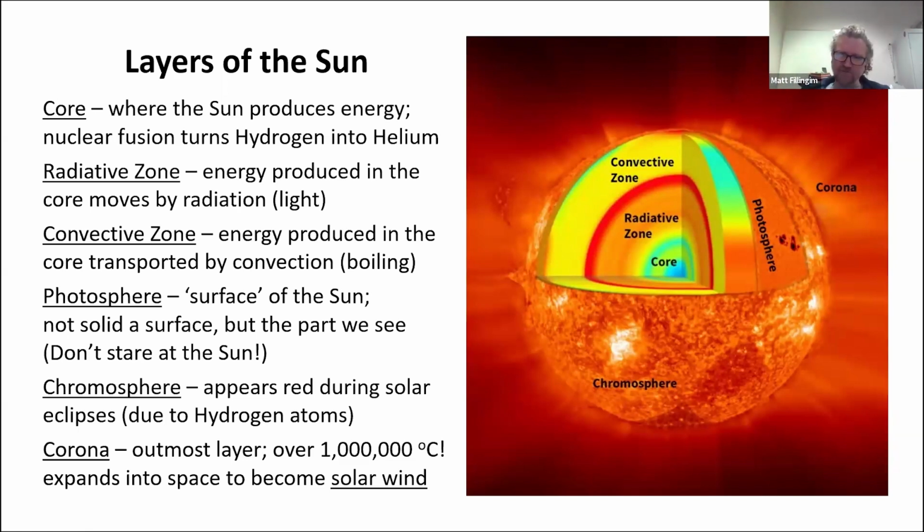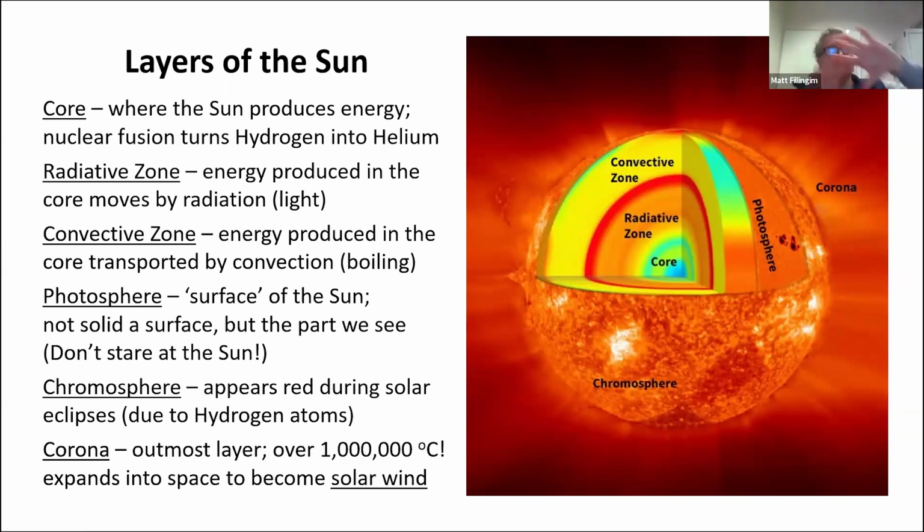You have these big convection cells traveling from the interior of the sun to the surface, carrying energy that way. Then we have the photosphere. That's what we call the surface of the sun, but it's not a solid surface. The whole thing's ionized gas. But we call it the surface because it's the part we see.